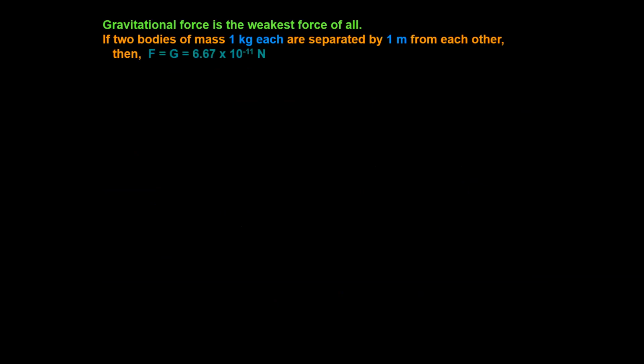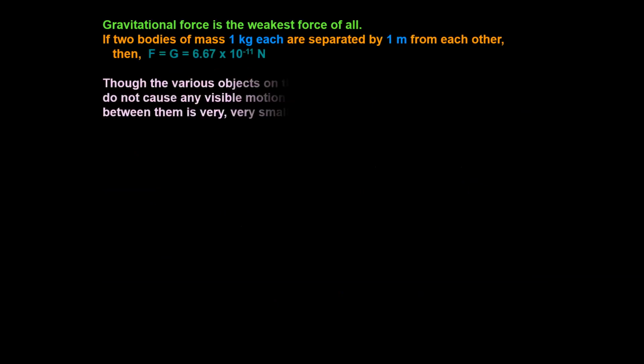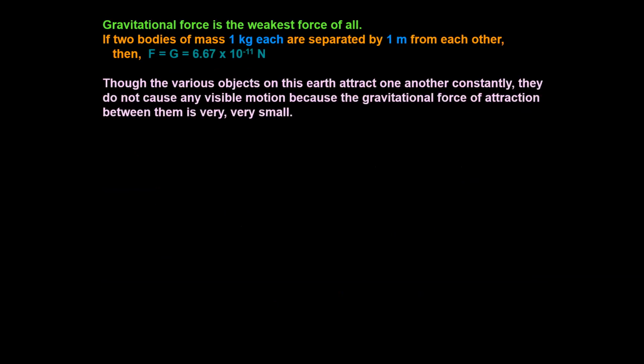Then F is equal to G, 6.67 into 10 to the power minus 11 Newton. Though various objects on this earth attract each other consistently, they do not cause any visible motion because the gravitational force of attraction between them is very, very small. Between two objects there is an unbalanced force, but that force is very minimal. That is why we are not able to see that force. Otherwise, there is always a force between two objects. Yes or no?